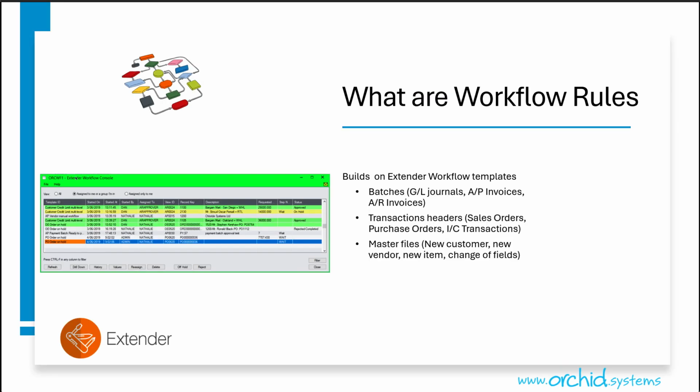Workflow rules build on Extender workflow templates, so they apply to batches, GL journal batches, AP invoice batches, AR invoices, transaction headers such as OE sales orders, purchase requisitions, OE shipments, IC transactions, so internal usage, shipments, receipts, adjustments, transfers, and master file records such as a new customer, a new vendor, a new item, change of fields like change of AR customer credit limit or AP vendor payment.